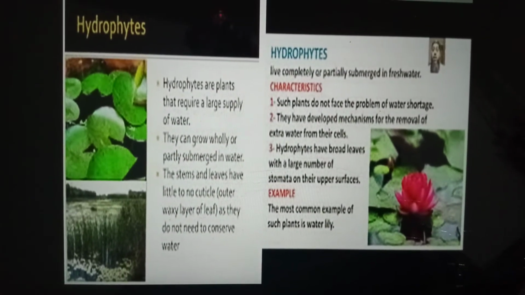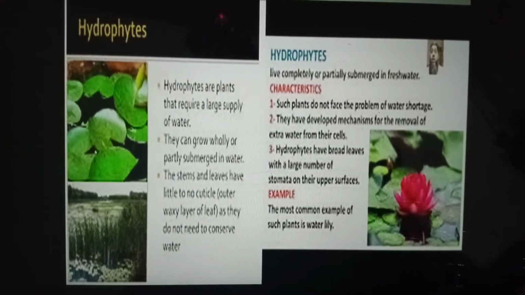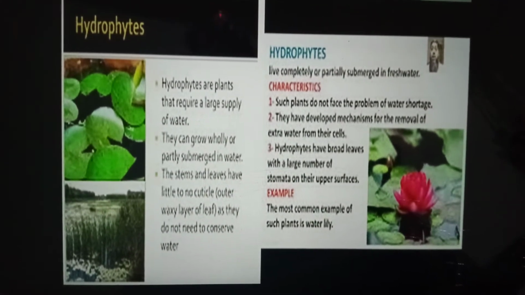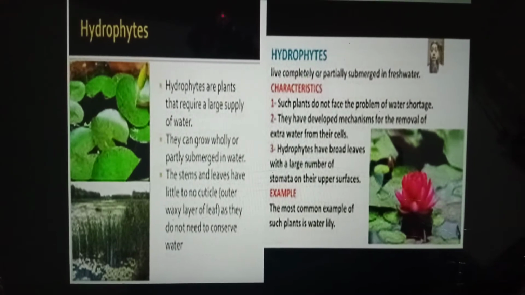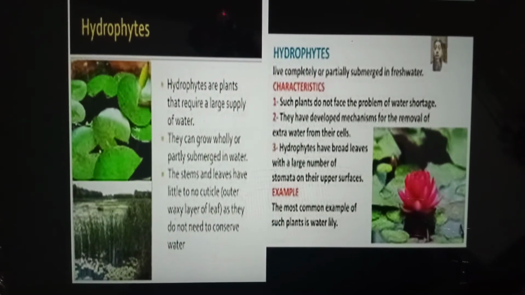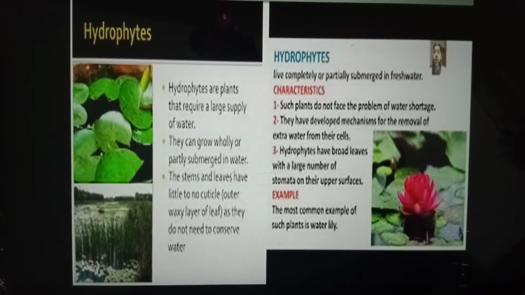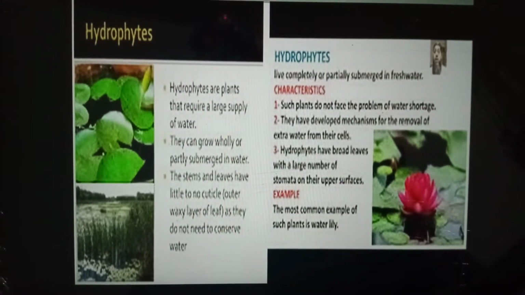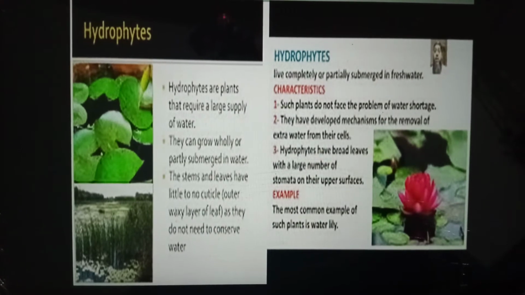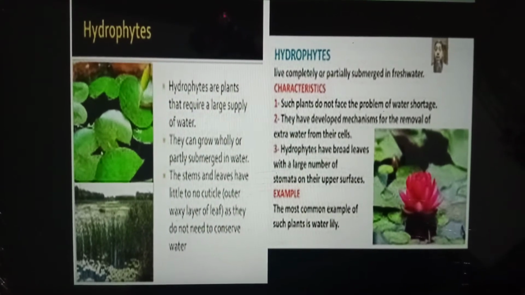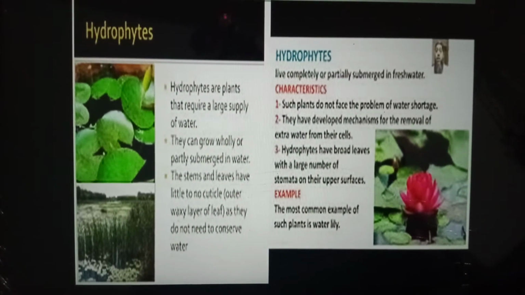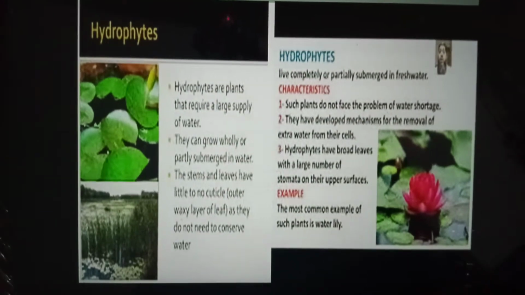Hydrophytes live completely or partially submerged in fresh water. As you can watch on the screen, here is a water lily. Such plants do not face the problem of water shortage. They have developed mechanisms for the removal of extra water from their cells. Hydrophytes have broad leaves with a large number of stomata on their upper surfaces.